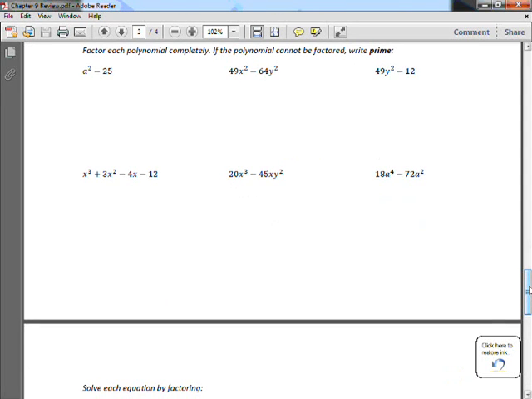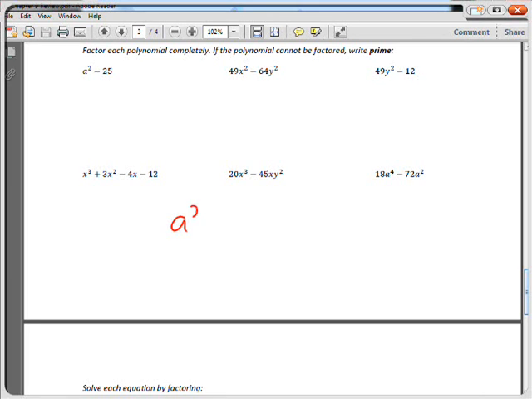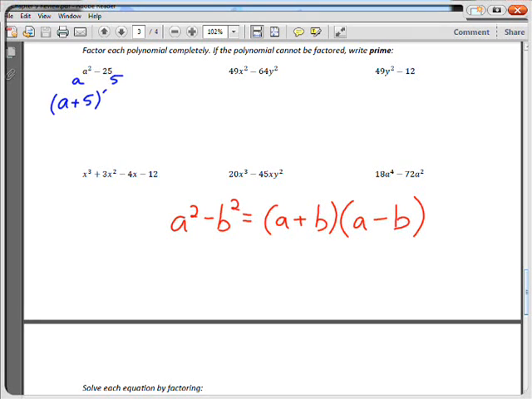On the next section, it deals with the difference of squares rule. Remember, the difference of squares rule is a squared minus b squared is equal to a plus b times a minus b. So starting with the first one, the square root of a squared is a. The square root of 25 is 5. So I could factor this to a plus 5 times a minus 5.